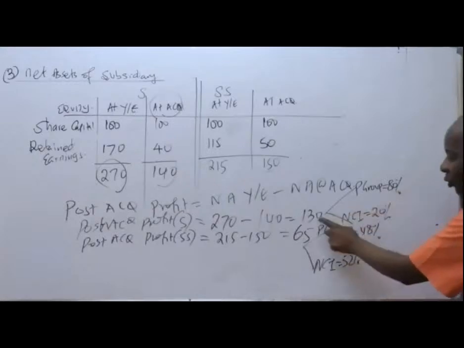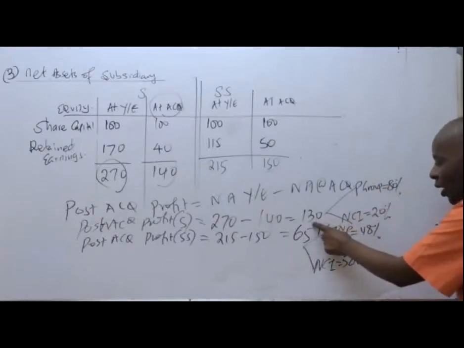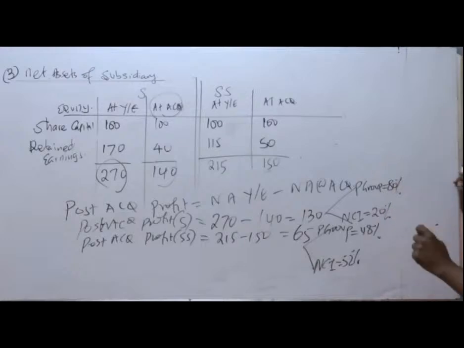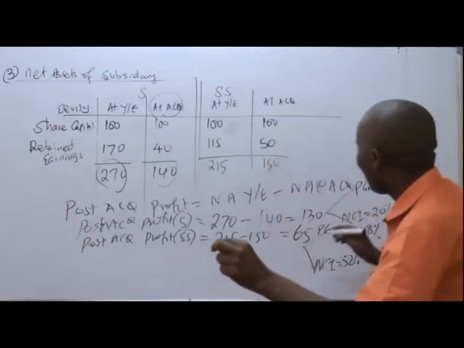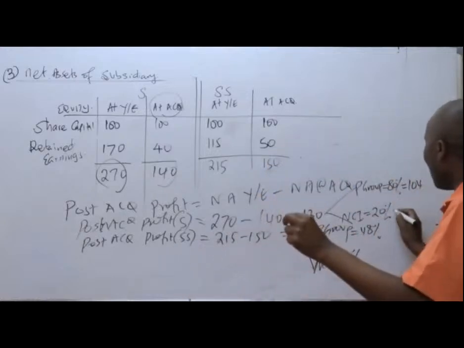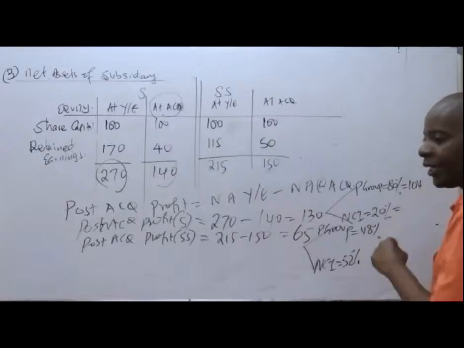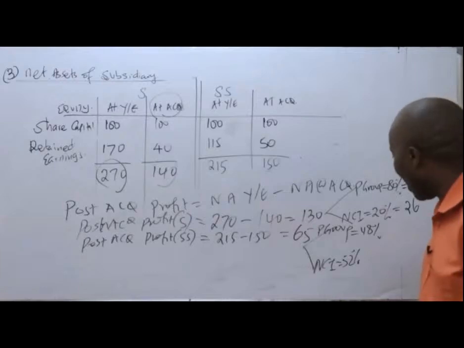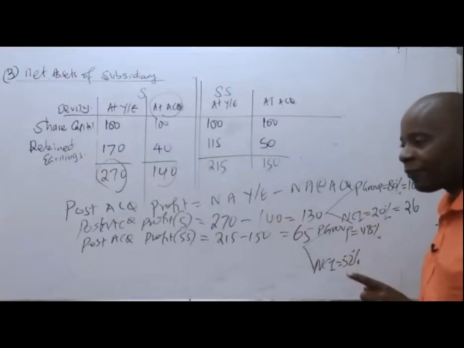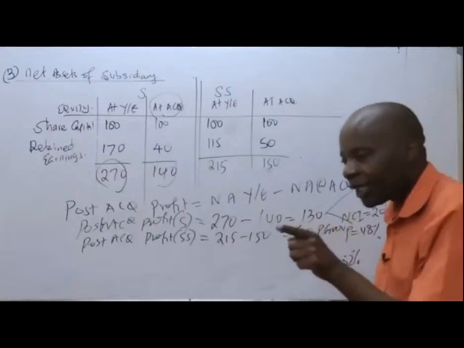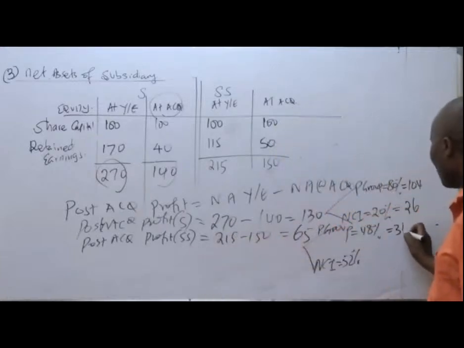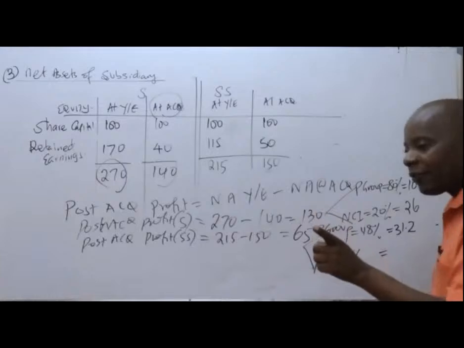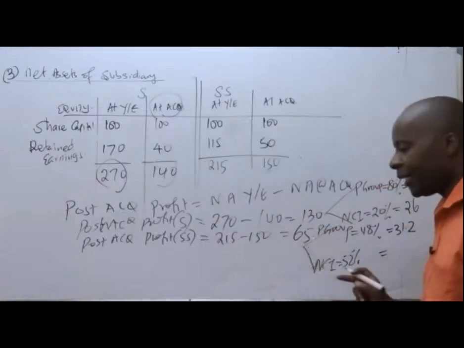So what is 80% of 130? 80% of 130 will give me what figure? I'm being given a figure of 104. So we have here 104. How about 20% of 130? 20% of 130 is 26. Thank you. Now 65 at 48% gives 31.2. And 52% of 65?